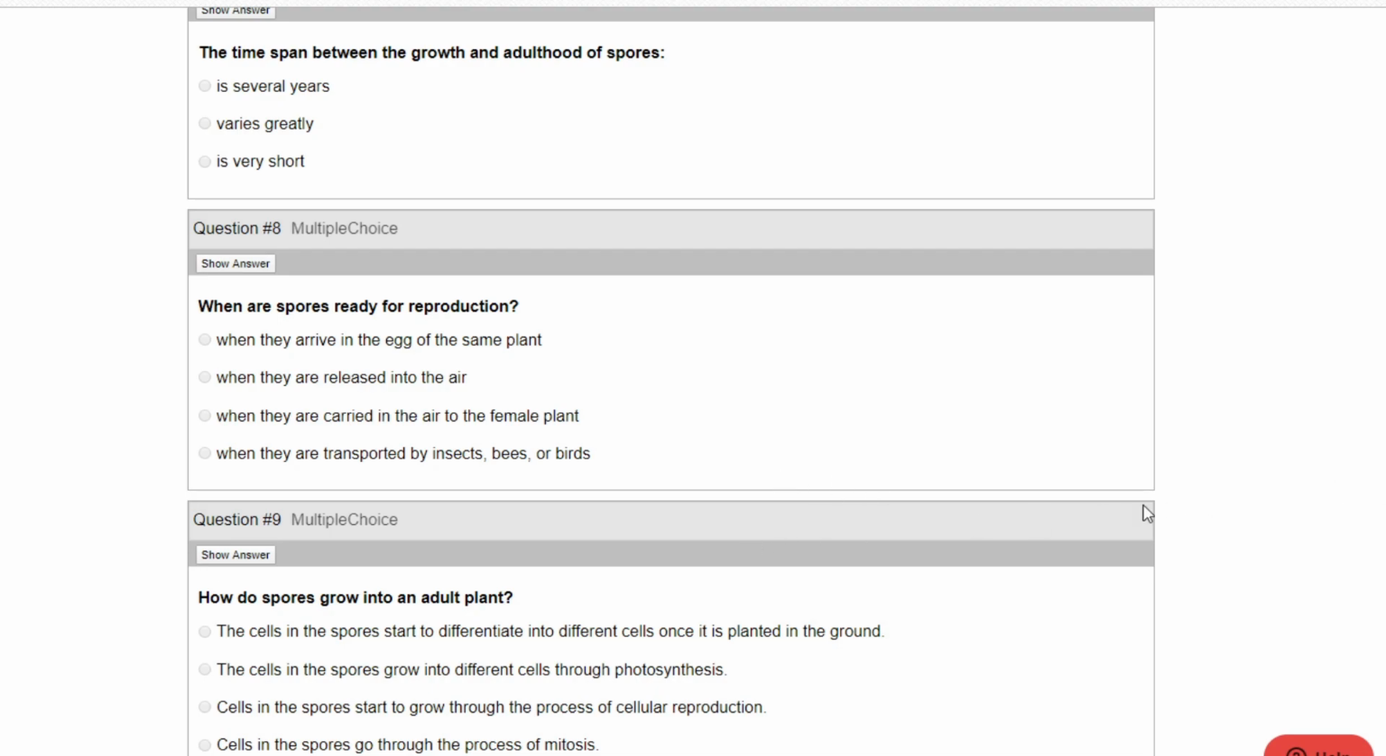All right, and for the last one, how do spores grow into an adult plant? The cells in the spores start to differentiate into different cells once it's planted in the ground. Is that how they turn into an adult plant? The cells in the spores grow into different cells through photosynthesis. Is that how they grow into an adult plant? Cells in the spores start to grow through the process of cellular reproduction. Is that how they go and turn into an adult plant? Or cells in the spores go through a process of mitosis. Is that how they do it?